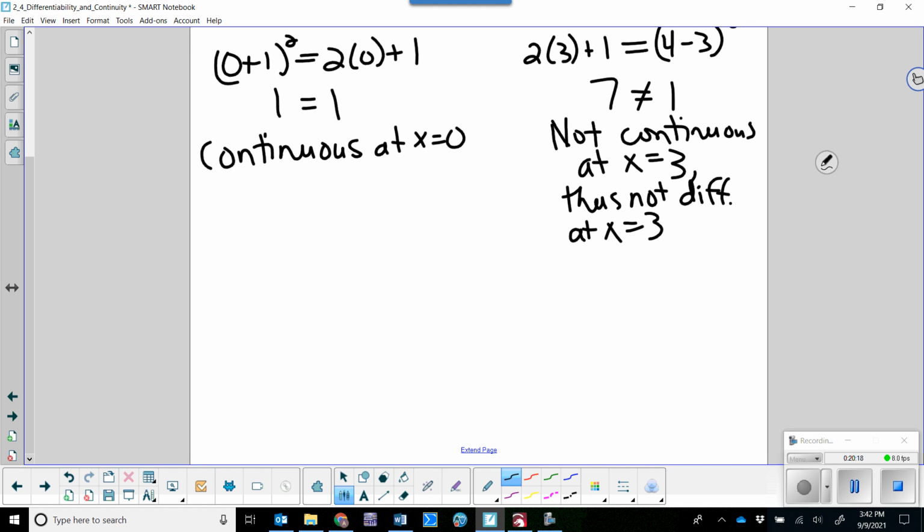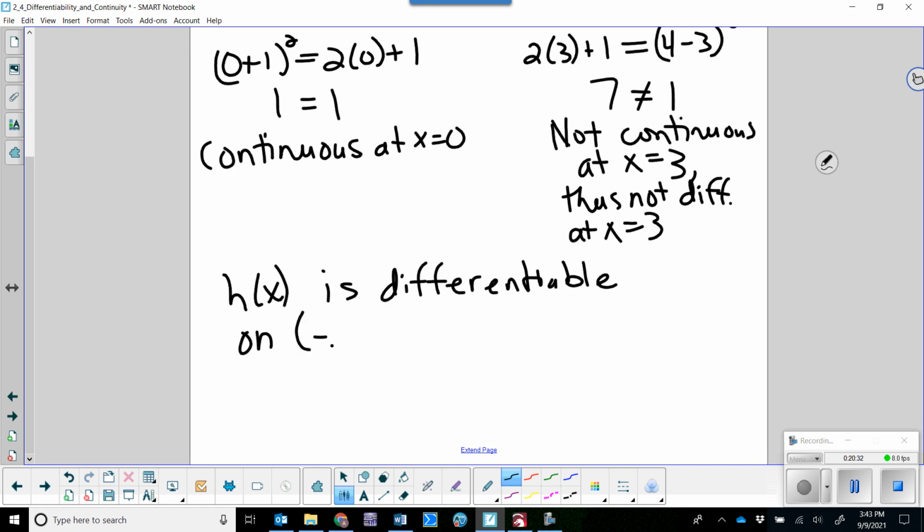So now our question would be, it was called h of x. So h of x is differentiable on minus infinity to 3 union 3 to infinity, because the only place we have a discontinuity or we have a problem is where x equals 3. Now I already explained up here that that's why that's not included, so I don't need to further explain it because I already said that.